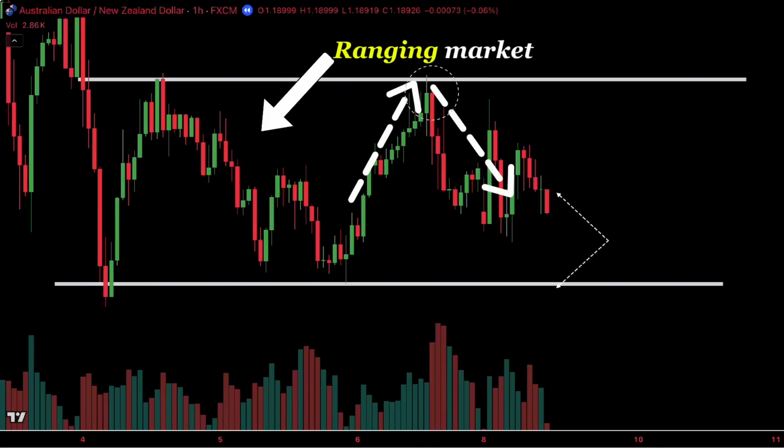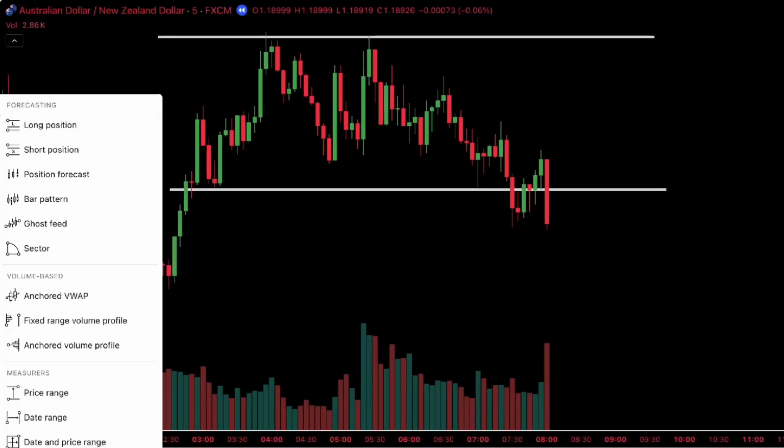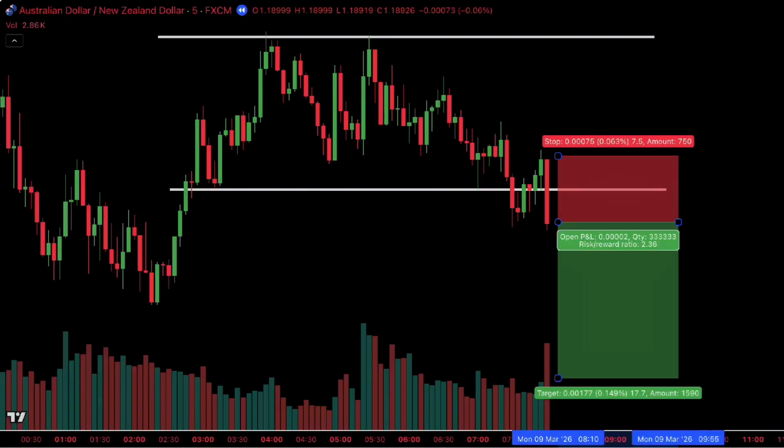So now, the higher time frame is aligned with the 5-minute time frame. Now let's go back to the 5-minute chart and execute the trade. Entry: at the close of the bait and switch candle. Stop loss: above the level. Target: the next support level.